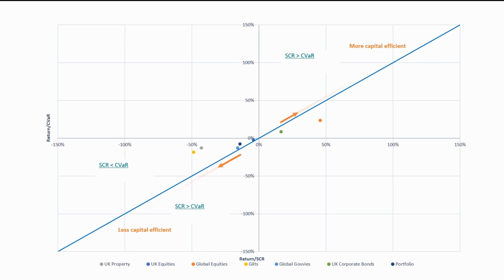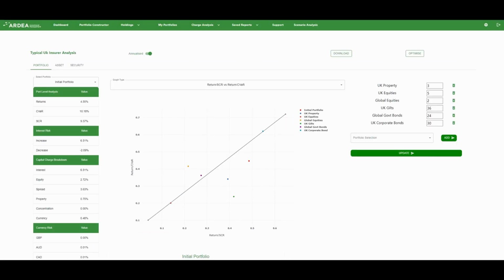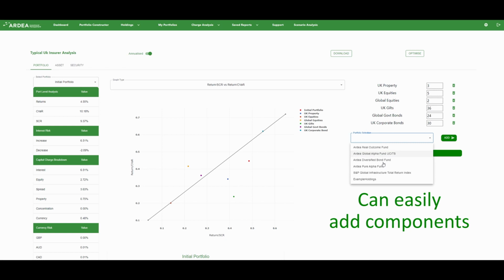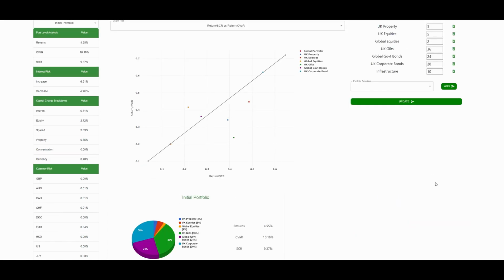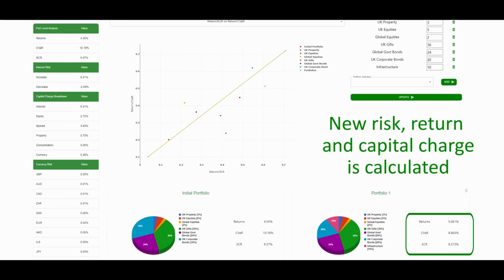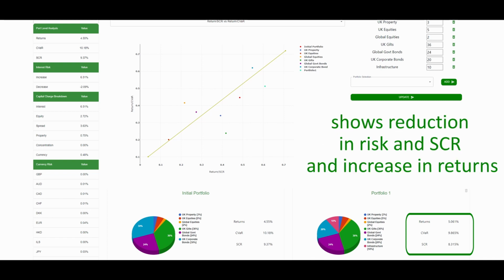And so what we do here is normalize the comparison using returns. This plot is a really great way to very quickly understand the capital efficiency of any given asset class under different economic scenarios. Using the tool, you can also easily add portfolio components and adjust the allocation to quickly generate new risk, return, and capital charge results. This is a useful way to quickly perform analysis to compare the impact of new asset managers, asset classes, or the like.